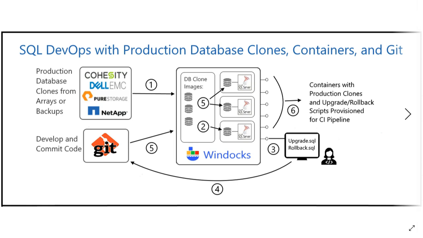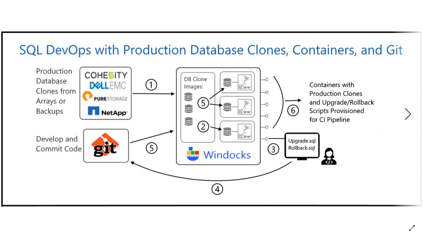The first step is to build the database clone image. The image delivers writable, secure production databases in seconds with minimal storage and will be used throughout the project. Once the image is available, developers can self-provision containers in steps 2 and 3, and each will include the database clone, and they can begin work on the upgrade and rollback scripts.